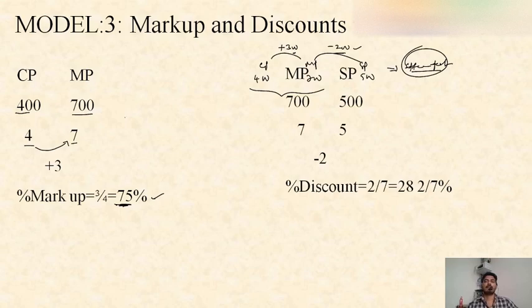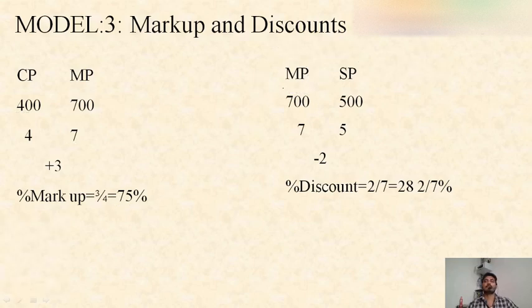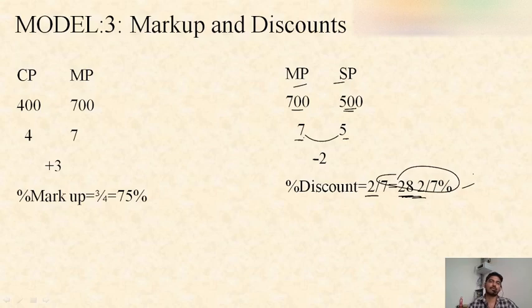Next, let us consider the market price and selling price. Here the market price was 700 and the selling price was 500, so 7 to 5. Initially the market price was 7 parts, but we are selling it for only 5 parts. So we are giving a discount of 2 parts out of 7 parts. 2 by 7 is nothing but 28 2 by 7 percentage here. This is by using the ratio method.